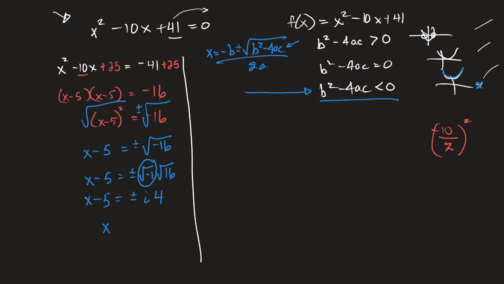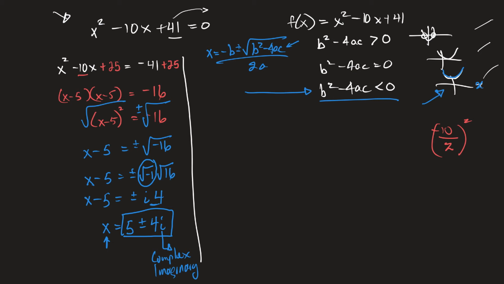Now I'll add 5 to both sides. So I get 5 plus or minus, we'll just change the order here, the commutative property. So my x-intercepts, I guess I can't call them x-intercepts, but my zeros of this function, or the solution, is equal to 5 plus or minus 4i. And because of this i, the i indicates to me that this is a complex number, or an imaginary number, sometimes we call them. And it also indicates to me that the graph does not cross the x-axis.